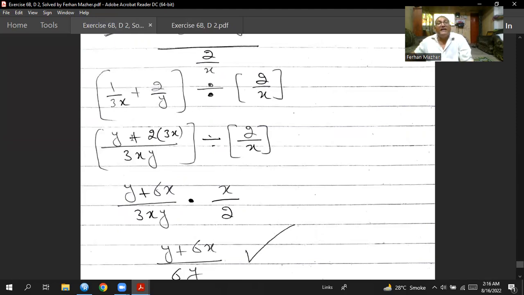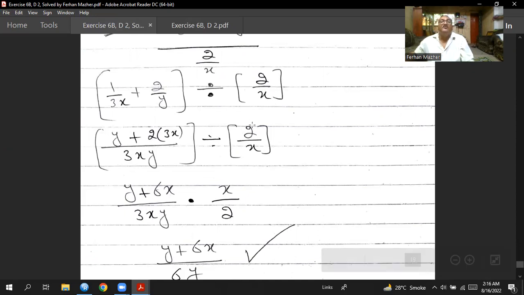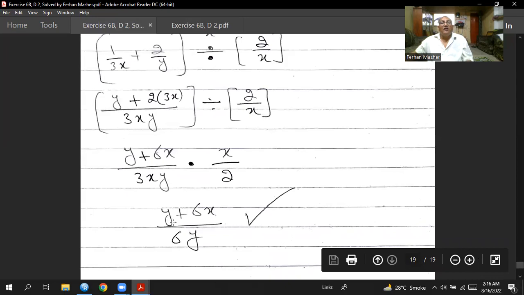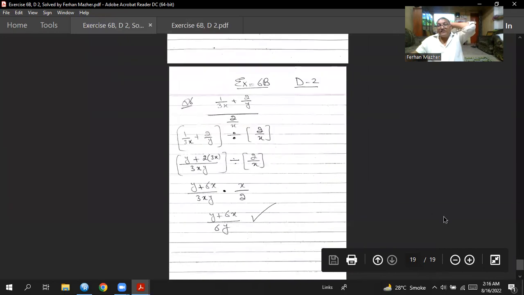So here I can take the LCM. The LCM will be 3xy. So here you will have y plus 2 into 3x, divided by 3xy, divided 2 by x. So this will become y plus 6x divided by 3xy. When you convert this divide sign into multiplication sign, this fraction will reciprocate. So it will become x by 2. Now this x and x will be gone. So you are left with the y plus 6x divided by 6. So this is how you will do this question. So this is question number 6.